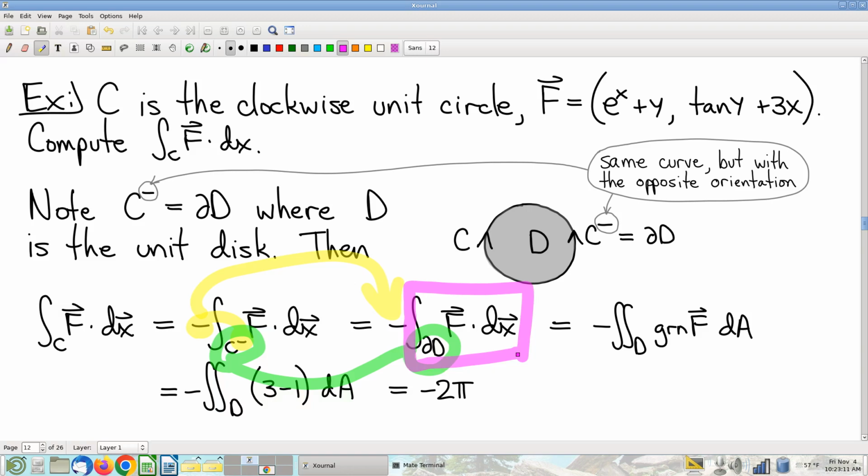Because that integral is literally, you can see it right there, an integral over a boundary. And when you have an integral over a boundary, then you can cite Green's theorem and you get a double integral of Green's operator. Okay, does everybody see what happened there? And how we dealt with the orientation problem?